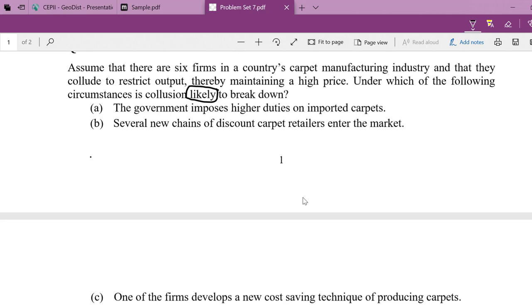Several new chains of discount carpet retailers enter the market. Will the collusion break down afterwards? Think about Tesco, Sainsbury's, Asda, and what happened after Aldi and others came in. Discount stores came in.